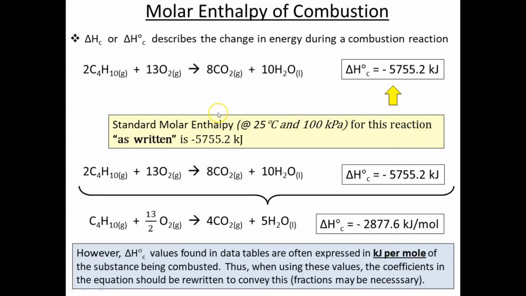Now there is one last topic I want to discuss before I let you go, and that is the molar enthalpy of combustion. So delta HC, or delta H naught C. Remember the naught symbol just means it's under standard conditions, while this one is not standardized conditions. Standard conditions are 25 degrees Celsius and 100 kilopascals. Well, it describes the change in energy during a combustion reaction.